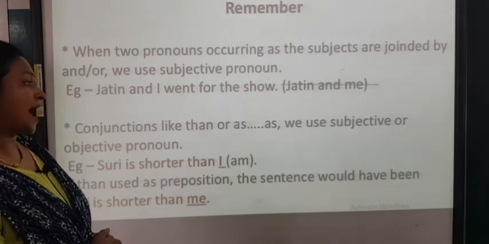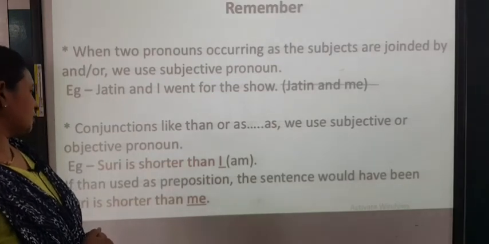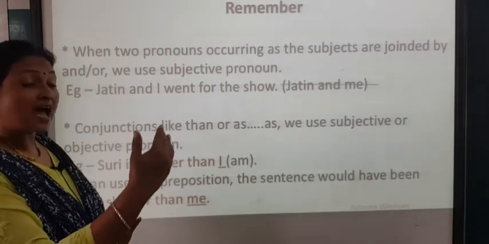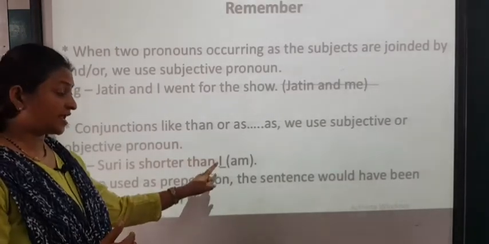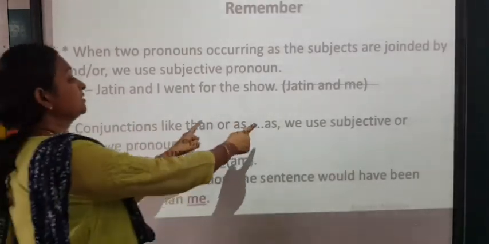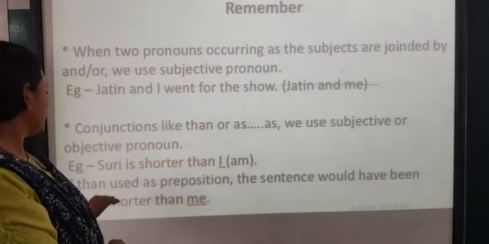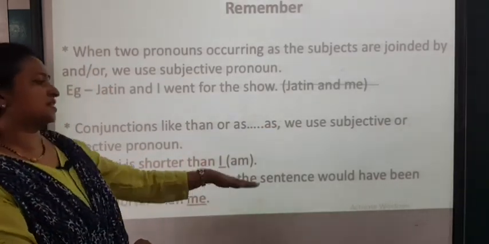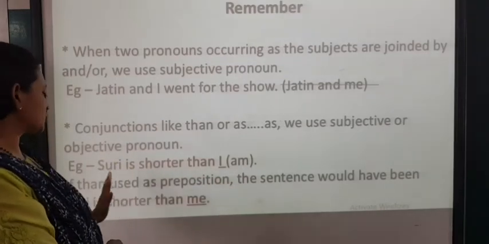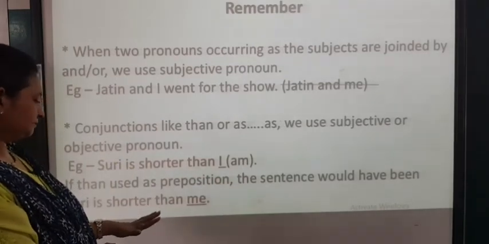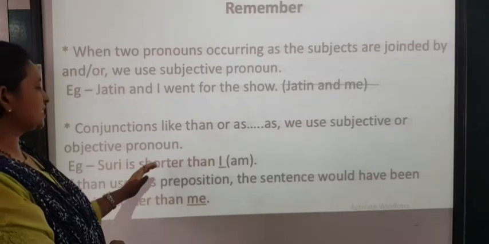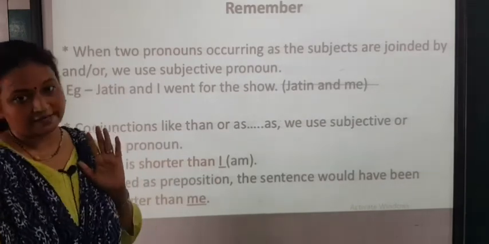Conjunctions like than or as, we use subjective or objective. Suri is shorter than I. Subjective use किया, यहाँ actually objective होना चाहिए, but जब this is used, then you have to use I, subjective. If than is used as preposition, the sentence would be Suri is shorter than me. Okay, than use किया है, इसके लिए I you can write.